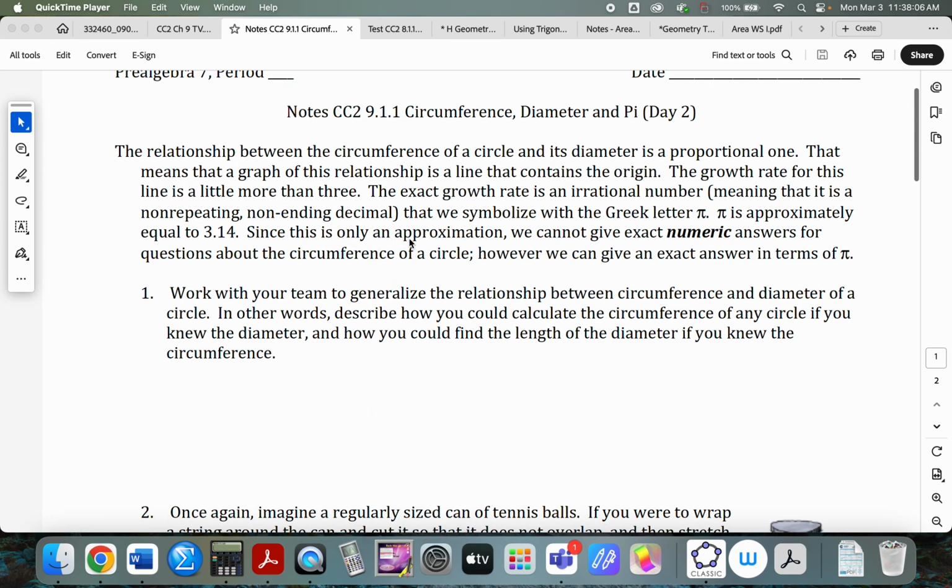All right, since this is only an approximation, we cannot give exact numeric answers for questions about the circumference of a circle. However, we can give an exact answer in terms of pi. This is what we're going to do, right, Ben?